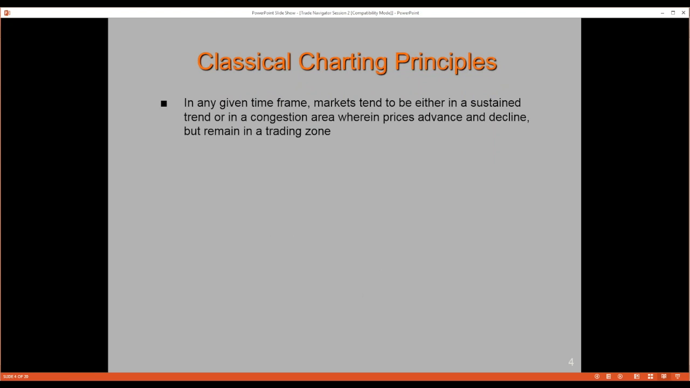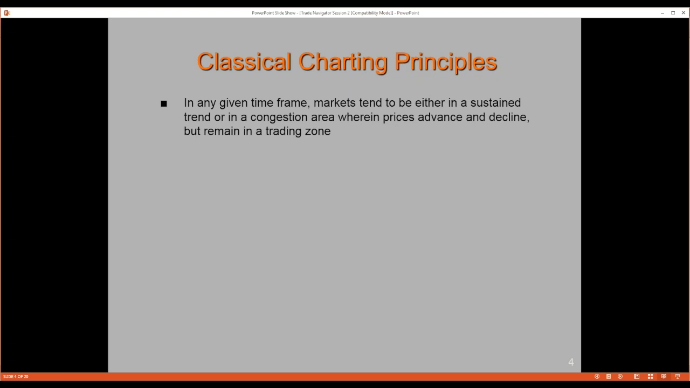And in any given time frame, markets tend to be either in a sustained trend or in a congestion area where prices advance, they decline, they go up, they go down, they go up, they go down. But then you see after the fact they really haven't gone anywhere. They've remained in a trading area or a trading zone. And this trending versus congesting dilemma can take place in any time frame. You can find it on monthly charts, weekly charts, daily charts, intraday charts, and you can find in some cases that they're not all the same.